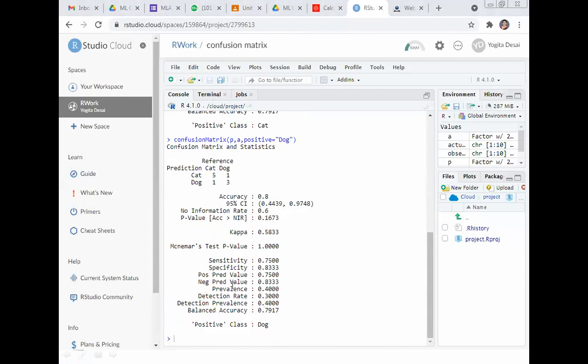Now here, how can we solve the confusion matrix? Here ready-made values are there.